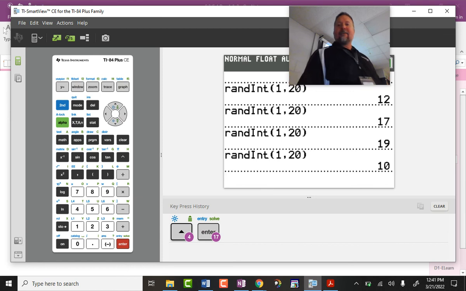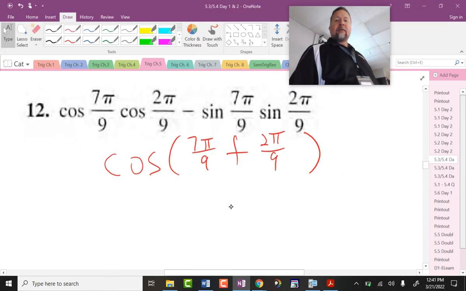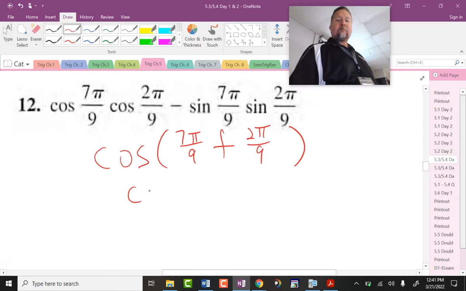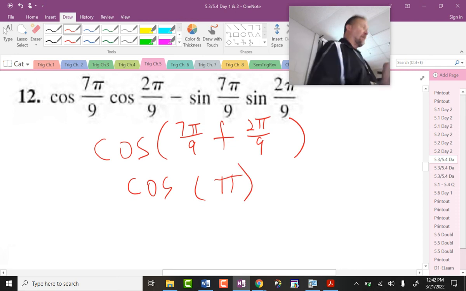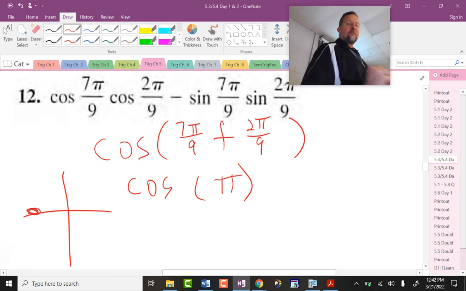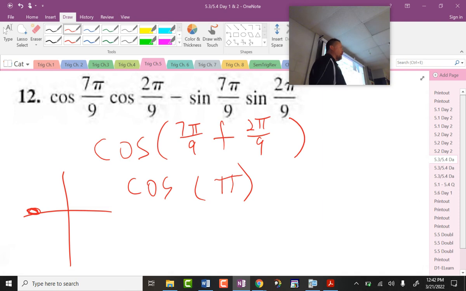No way, Noah. Nice. What's 7 pi over 9 plus 2 pi over 9? Pi. So what's 9 pi over 9? Pi. What's cosine of pi? By the way, here's your hint: that's what pi is in degrees. What's the cosine of 180, which is the same thing as cosine of pi? People do that all the time.